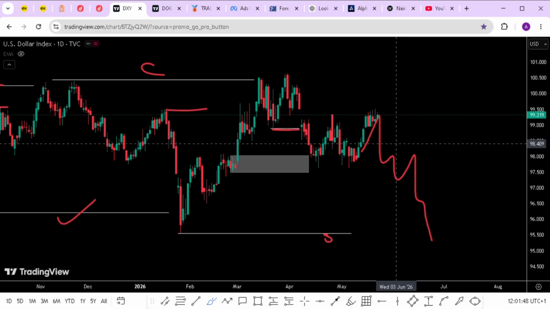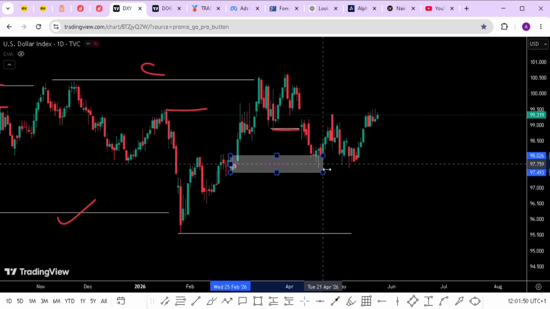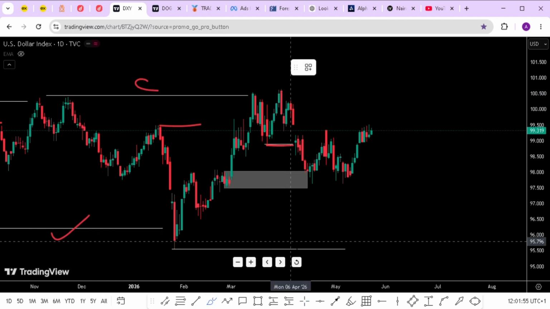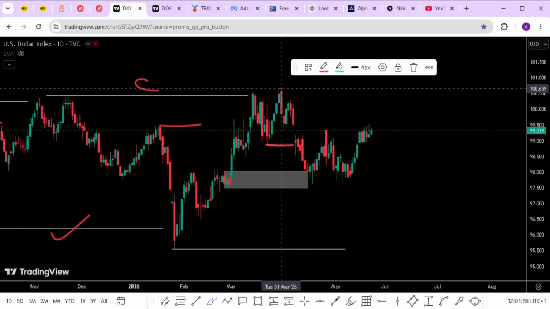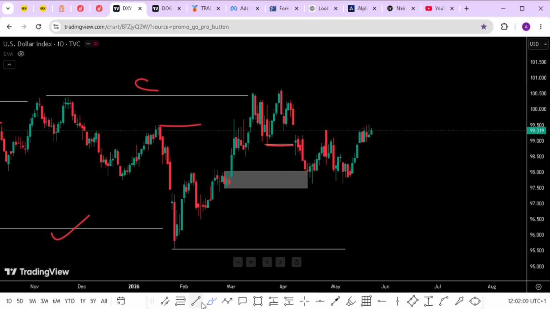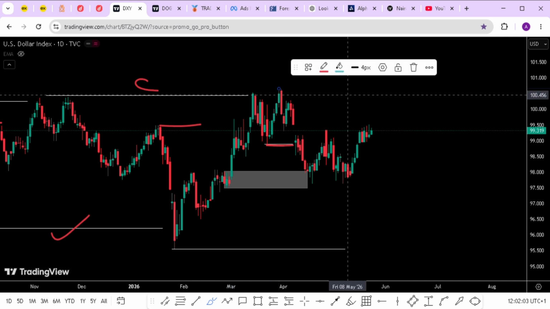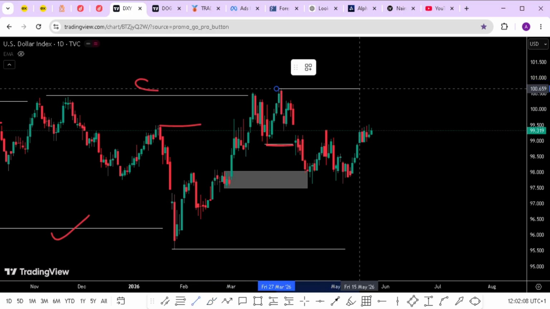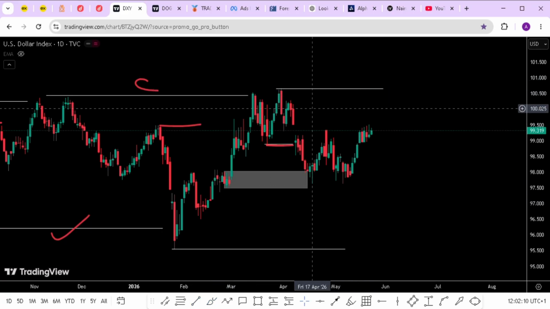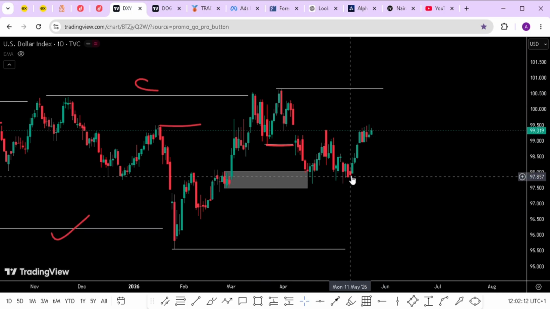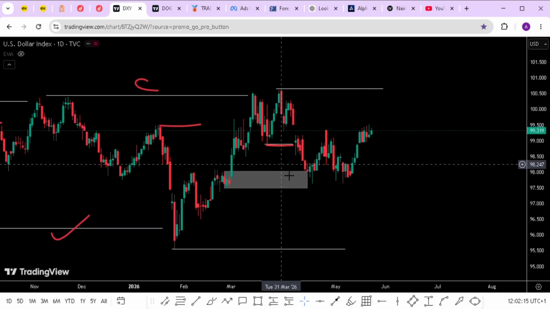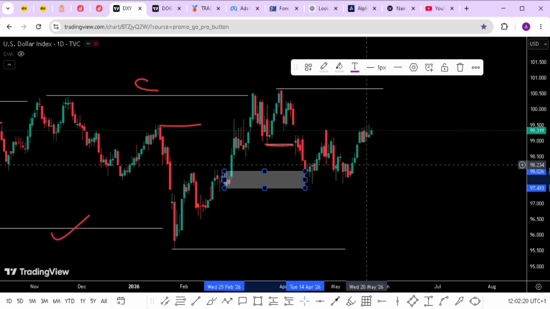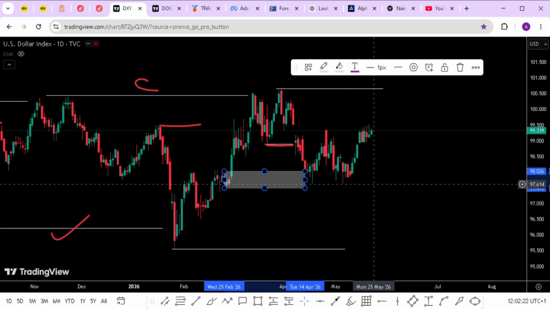So in this scenario, what we are expecting for DXY is for DXY to come and clear this high again and continue the bullish momentum. We are expecting DXY to come to this level and give us a break of structure after this. So in this case, now that we know what DXY is doing, we can go and check what Euro USD will be doing in the next coming week.